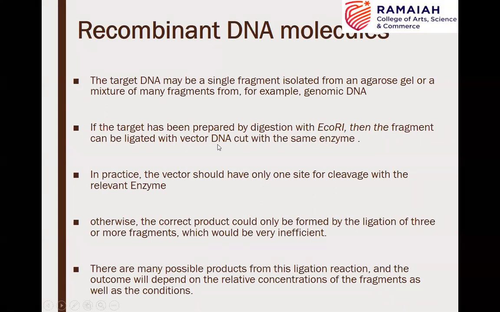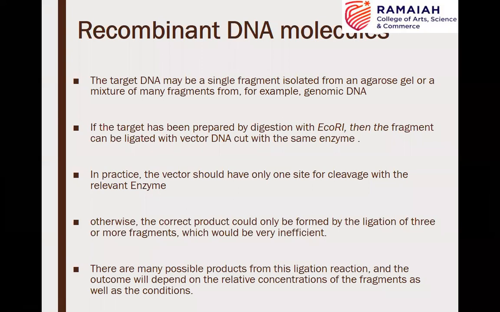Then only you will have the compatible ends to go for the ligation of these two molecules. In practice, the vector should have only one site for cleavage with the relevant enzyme. What will happen if there is more than one site, so that it will be cleaved into 2-3 fragments? Then in that case, you will be able to produce the intact recombinant DNA molecule by 2-3 ligation reactions.